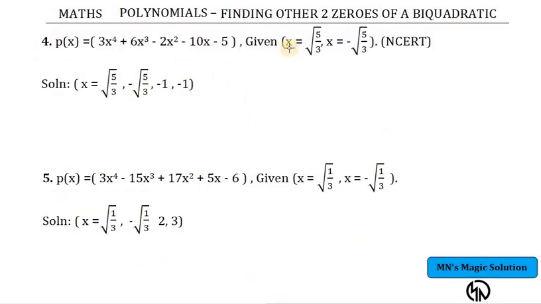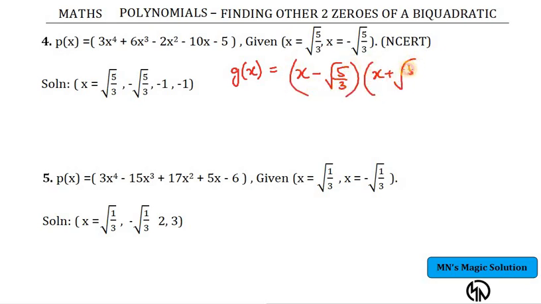In the fourth problem, you have got root 5 by 3 and minus root 5 by 3. So how can we take the factors of this? g of x will be equal to, first zero is root 5 by 3, so the corresponding factor is x minus root 5 by 3, into x plus root 5 by 3. So this is a minus b into a plus b.